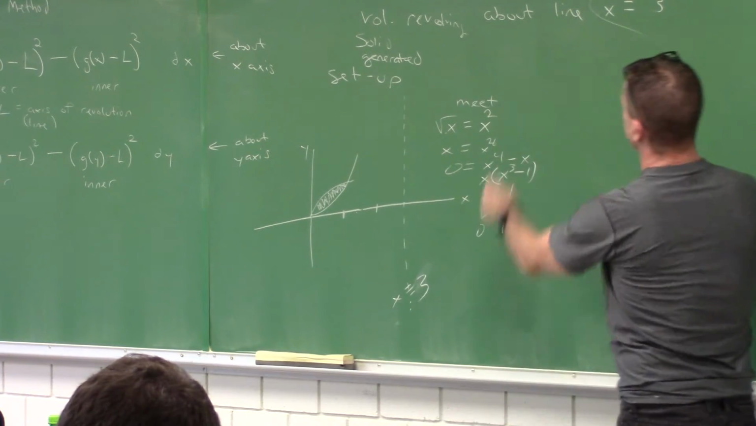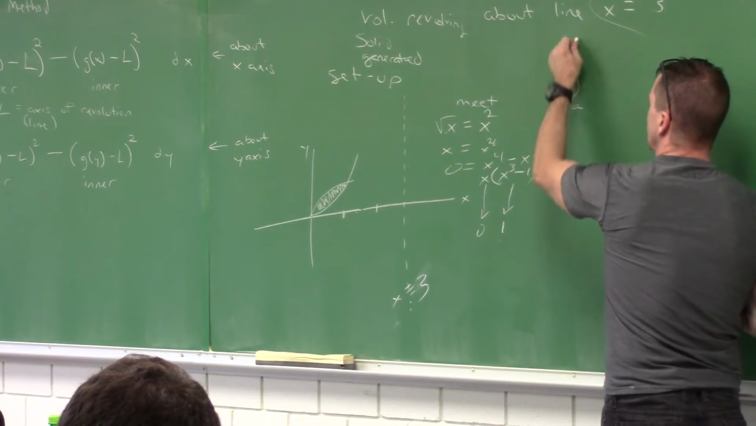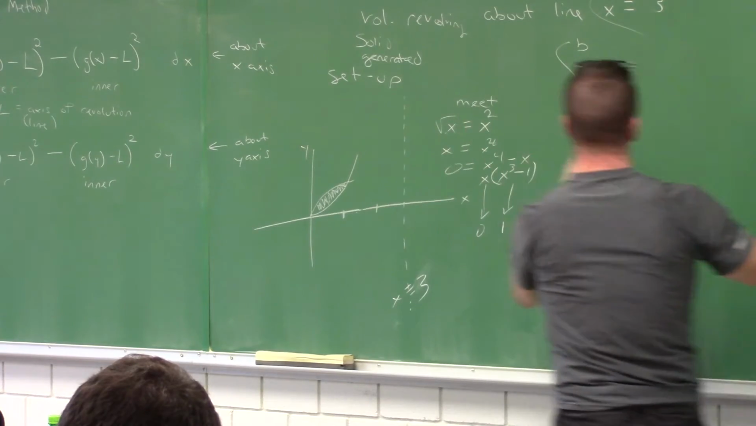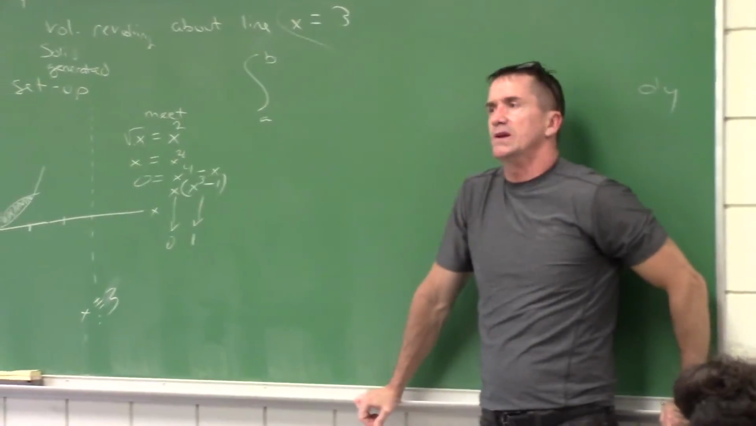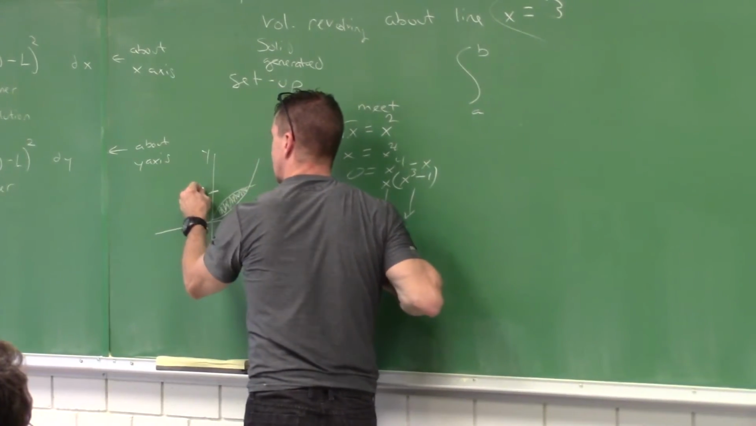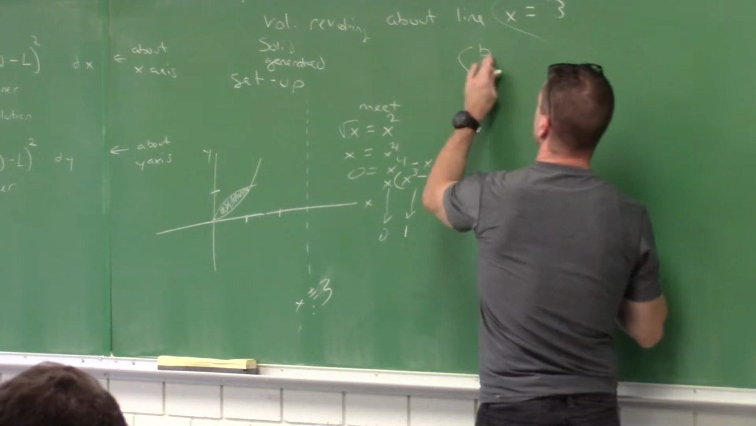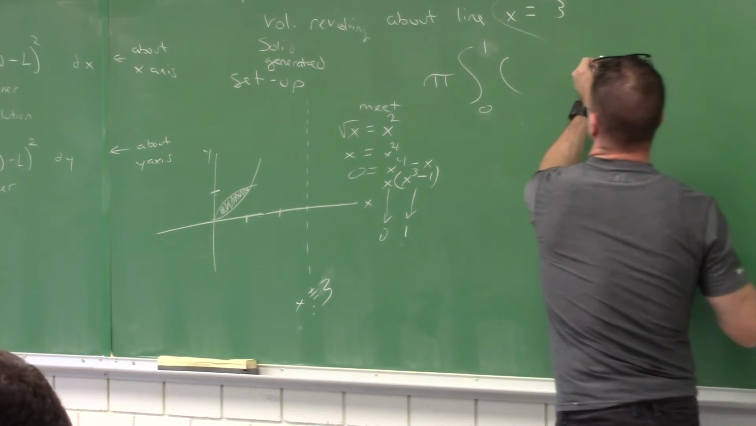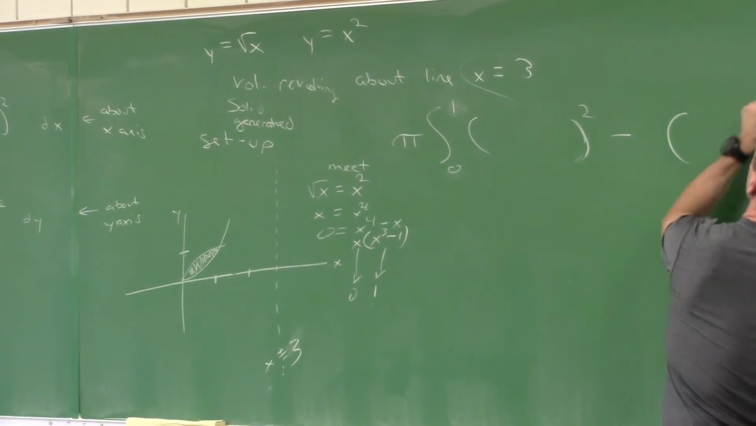So I'm going to start setting this problem up. They meet at x equal to 0 and x equals 1, but the a and b values, because I'm going around x equals 3, this is all going to be dy. So don't we need the y values? What's this y value? Right? 0 to 1. I'm going to put my pi, squared, squared.